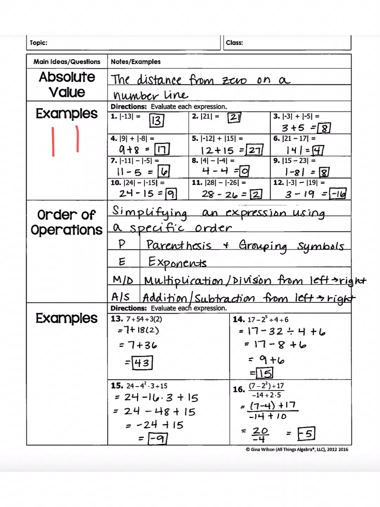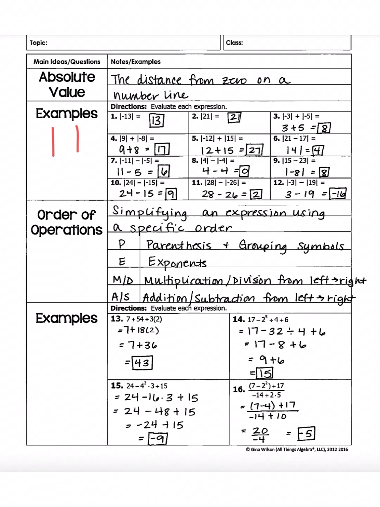Now let's look at number 3. Number 3, first you find the absolute value of negative 3, which is 3. Then find the absolute value of negative 5, which is 5. Then add them. 3 plus 5 equals 8. Number 4, absolute value of 9 is 9. Absolute value of negative 8 is 8. Add them together, you get 17.